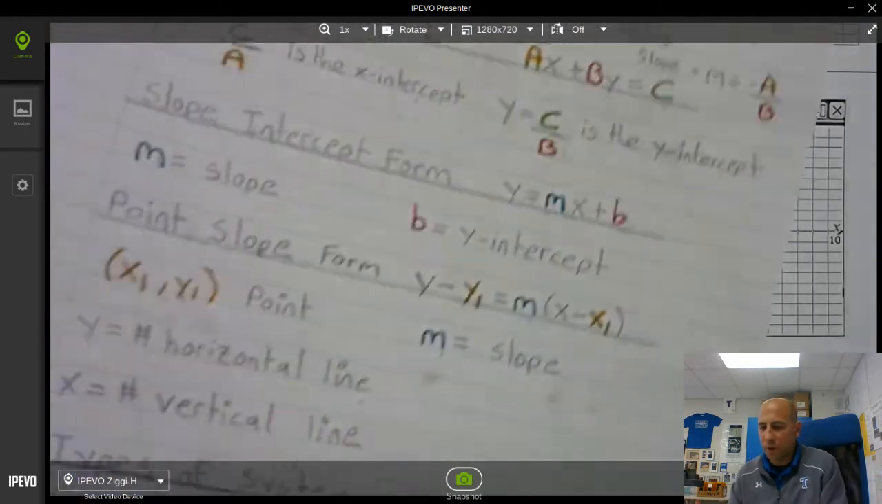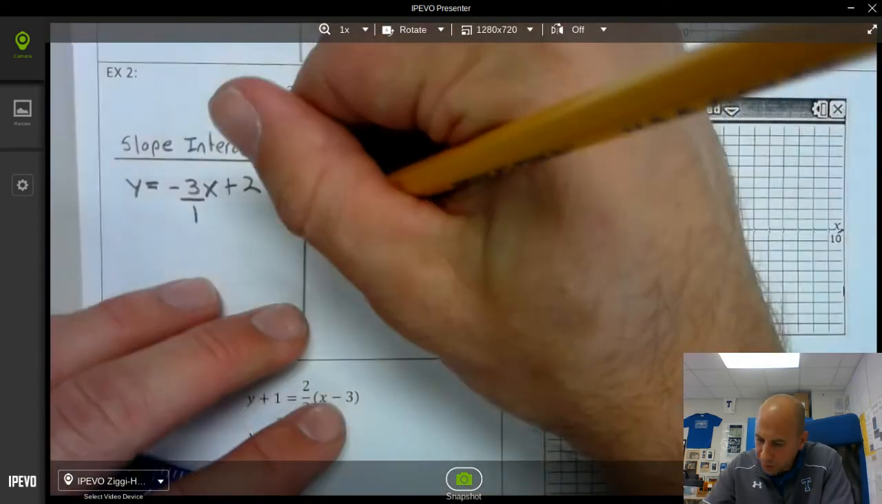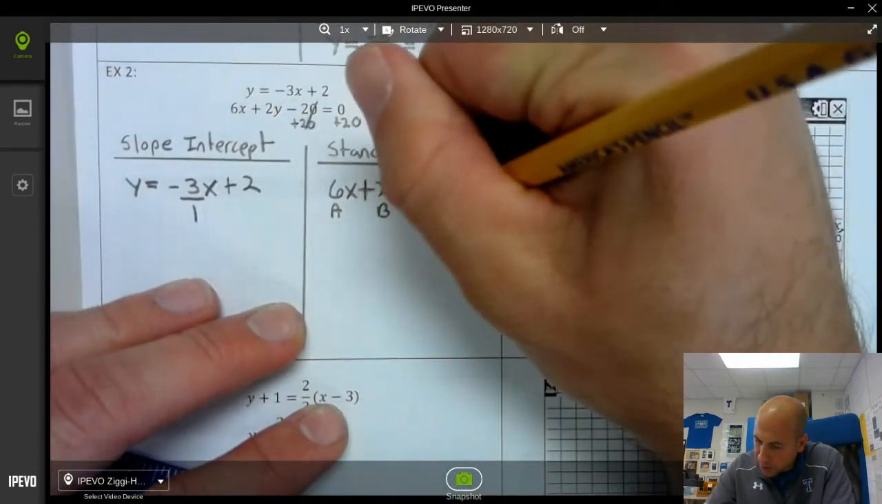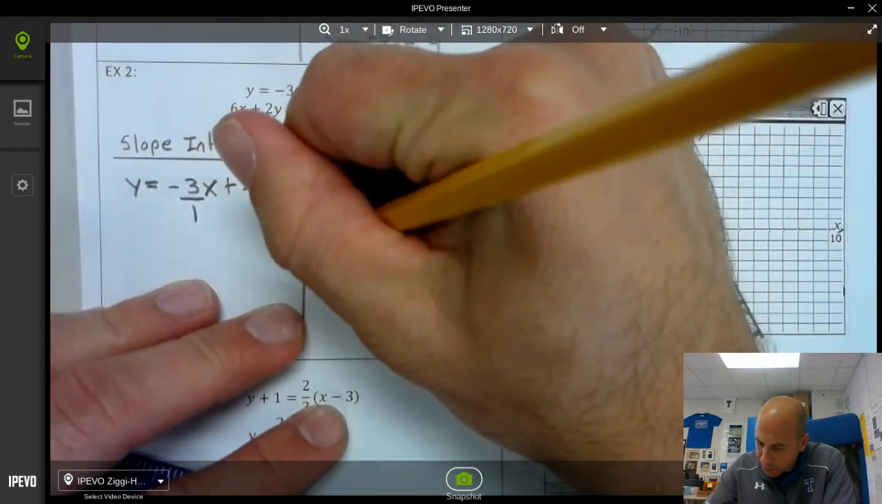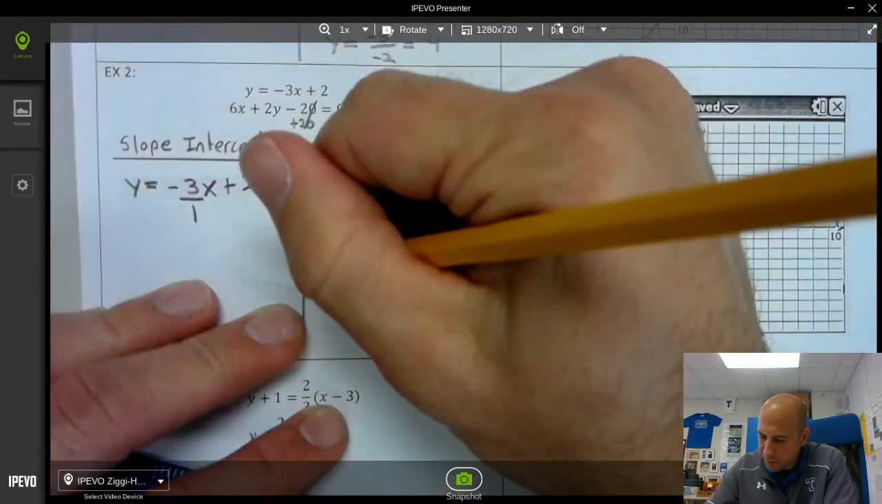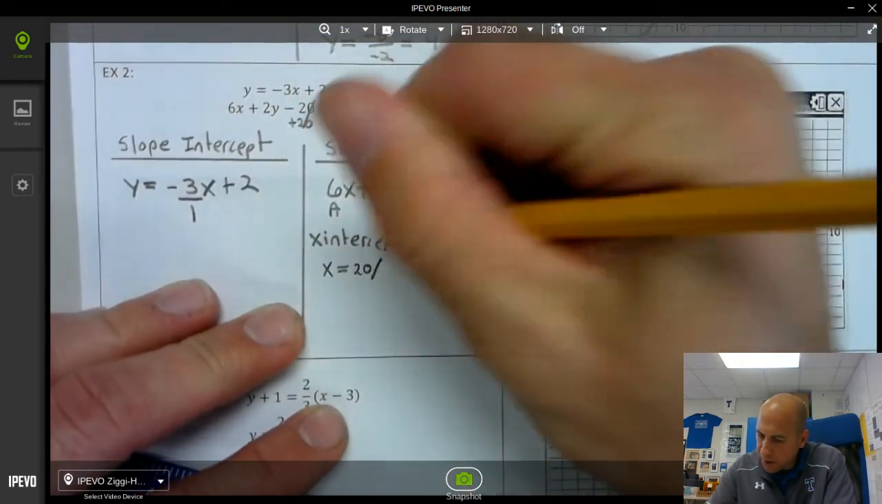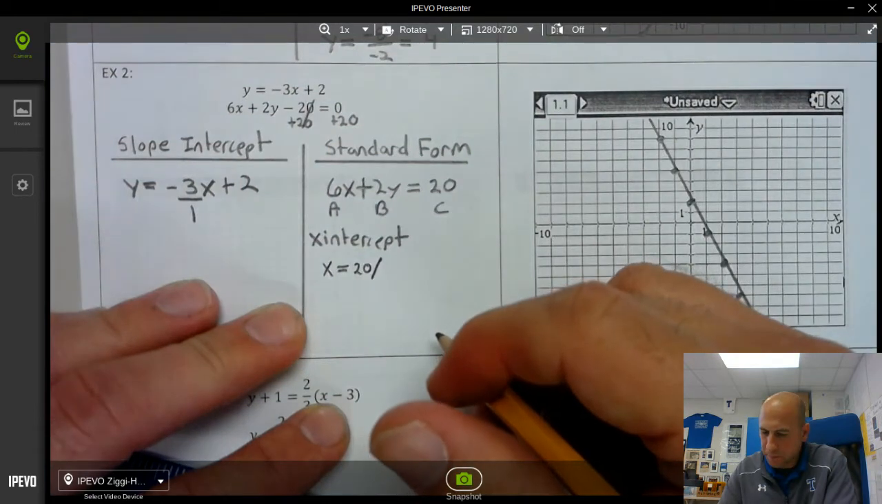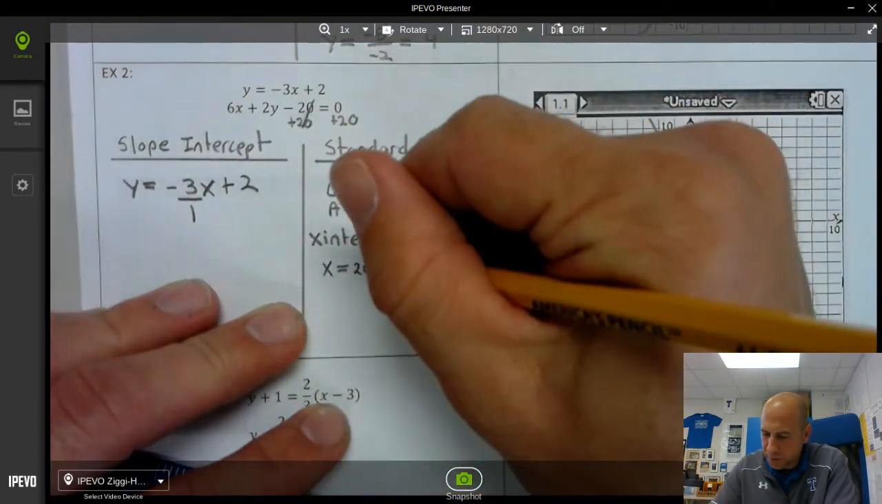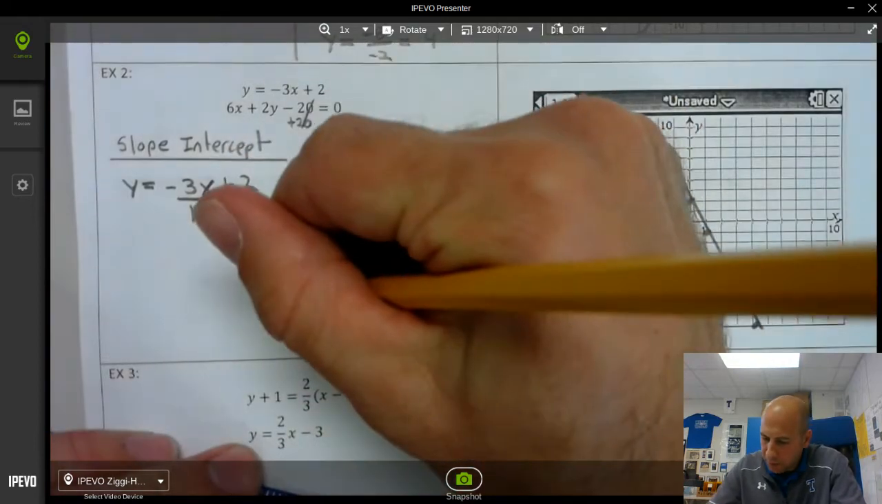All right, so standard form, we know we can graph using the x-intercept and y-intercept, okay? So we know that this is A, this is B, and this is C. So the x-intercept can be found, which is x equals C, which is 20, divided by A, which is 6. Now, at this point, you're probably looking, well, 20 divided by 6 doesn't look like a good point, okay? So let's move on to the y-intercept.